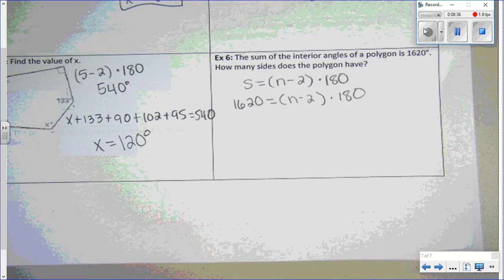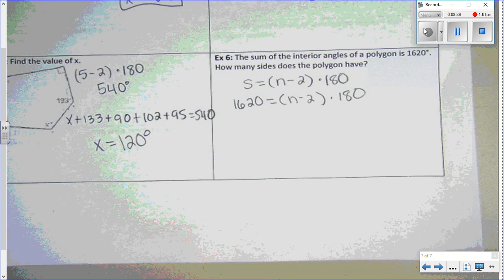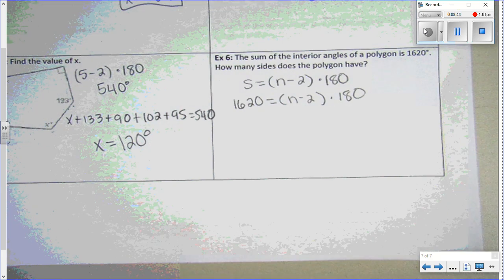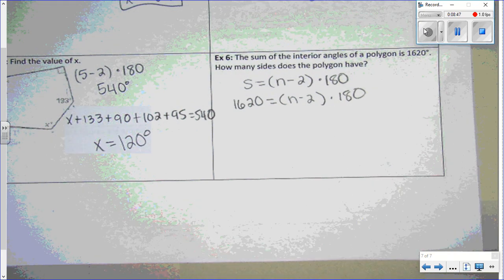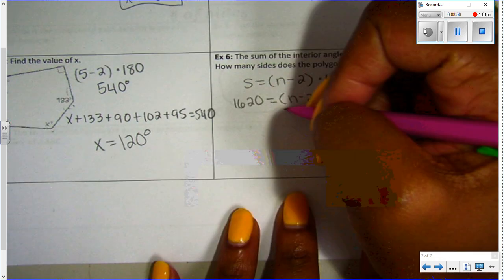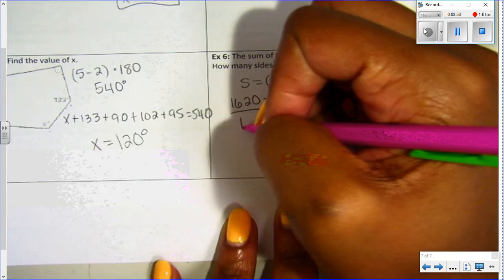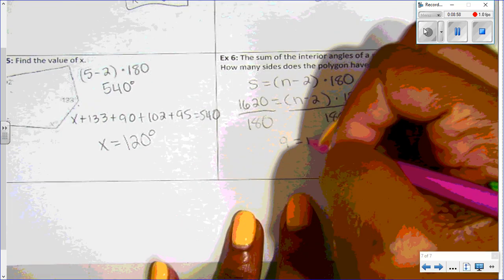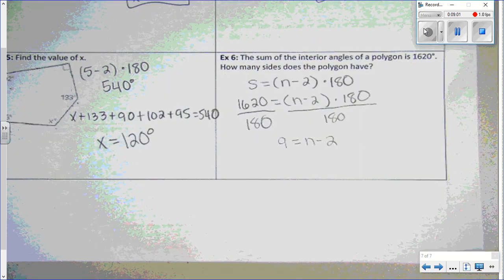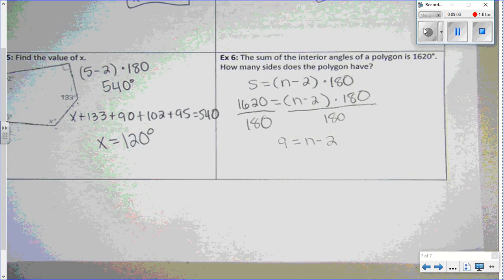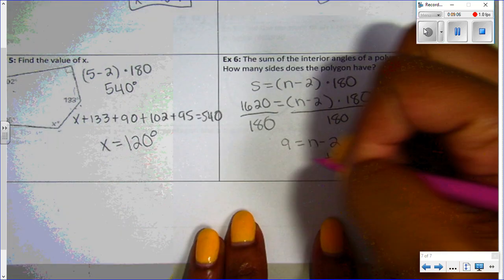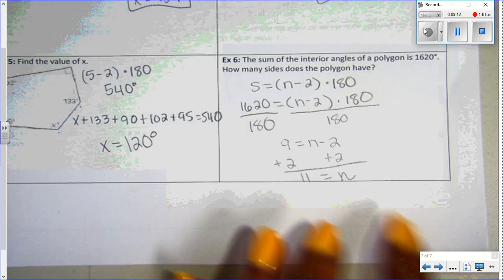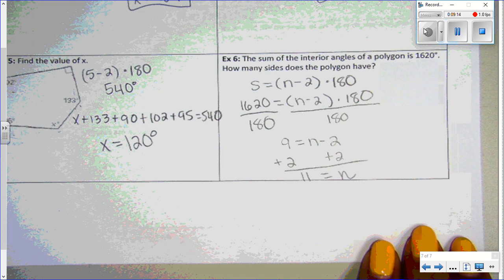Now, how are we going to solve this? It's just an equation to solve. How are we going to do it? We're going to first divide both sides by 180. So we get 9 is equal to n minus 2. Now what? Add 2 to both sides. So we know this polygon has 11 sides.